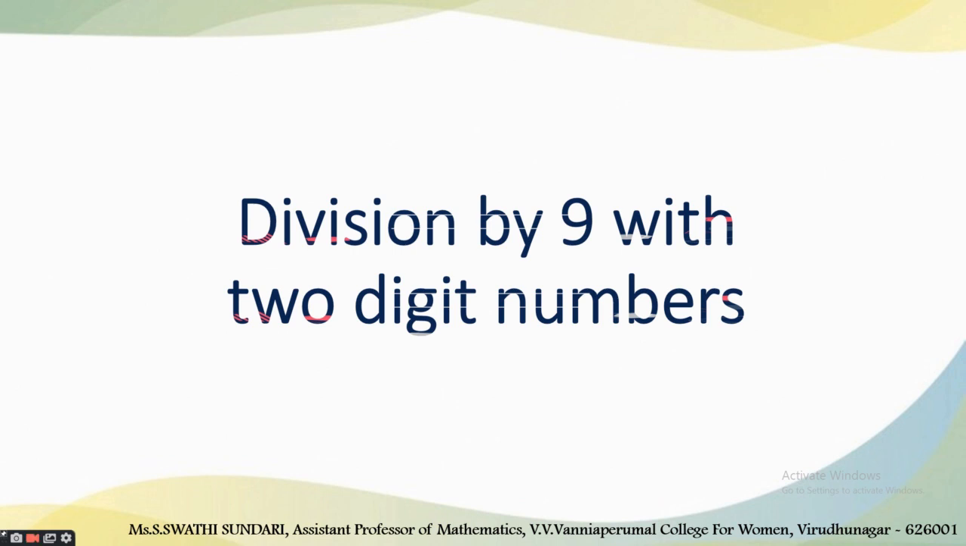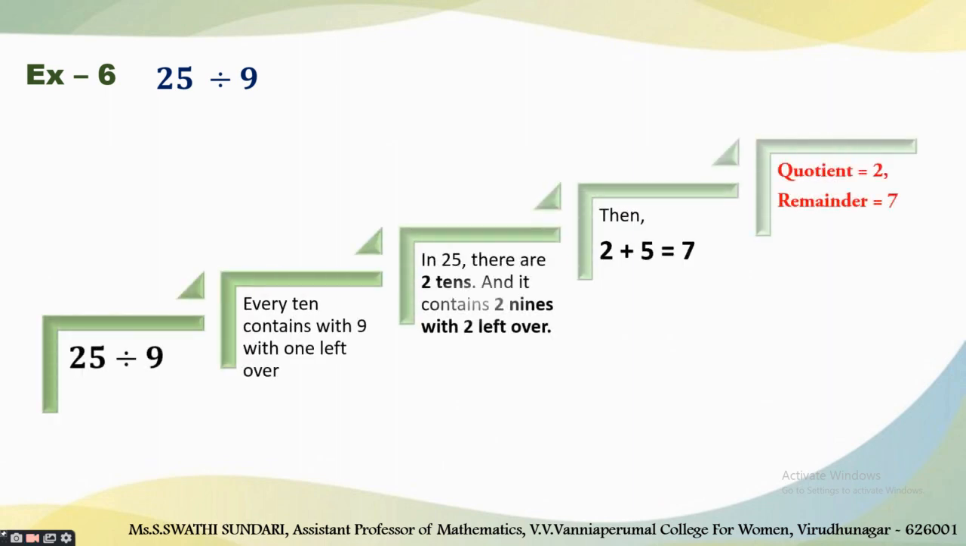And now we're going to discuss other techniques in division. Depending on the divisor and dividend, divisions in Vedic methods are classified. Here, we're going to discuss a special technique for 2-digit numbers divided by 9. The first example is the 2-digit number 25 divided by 9.